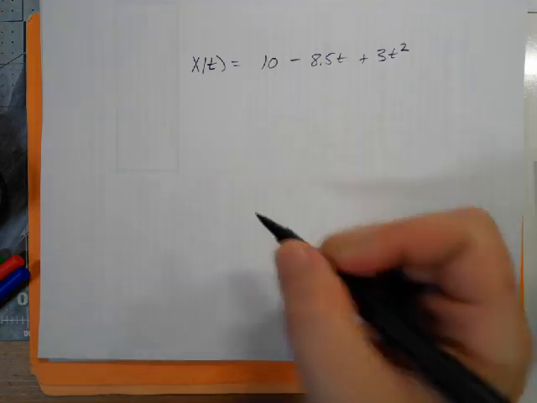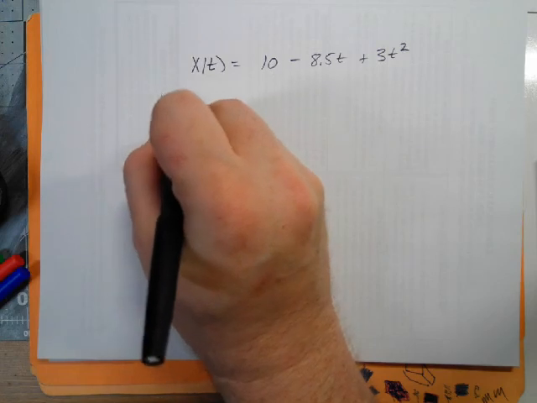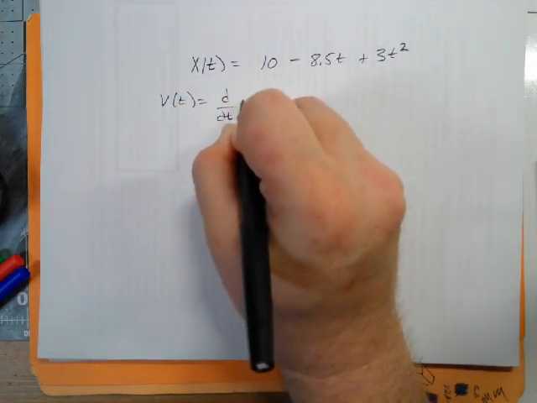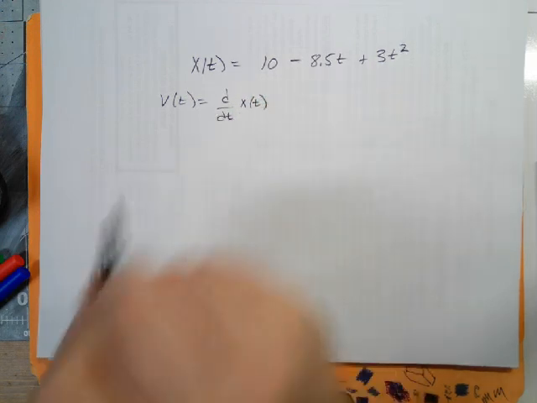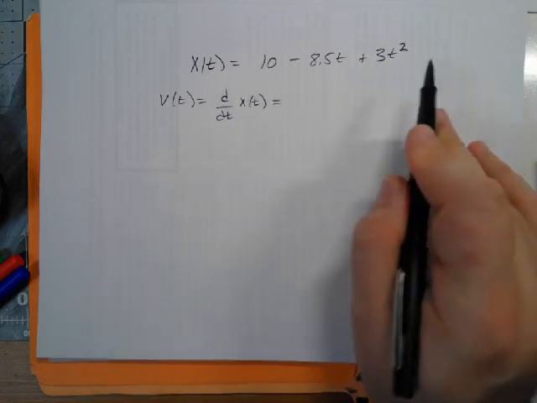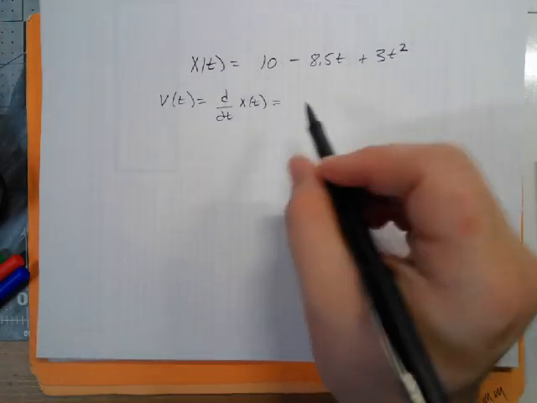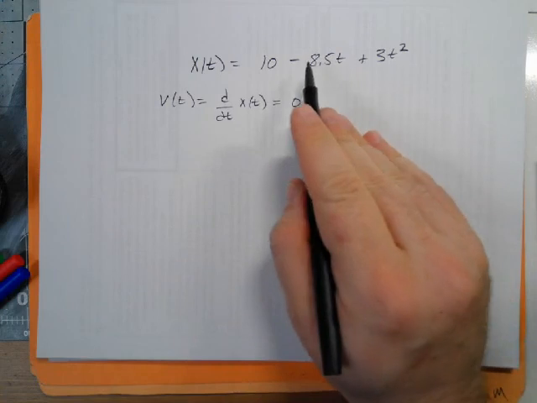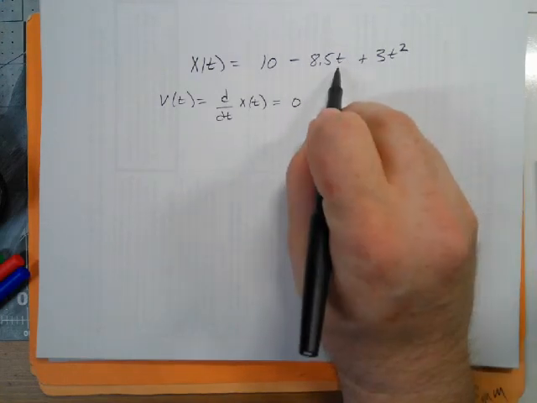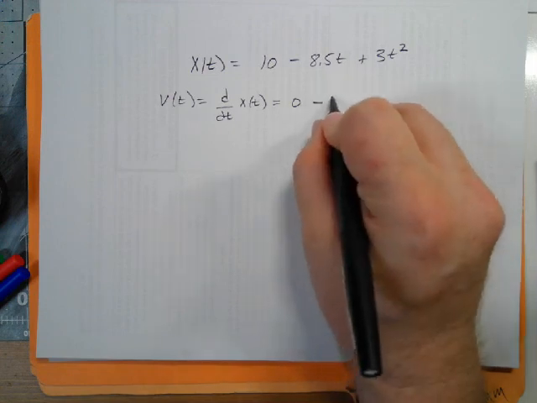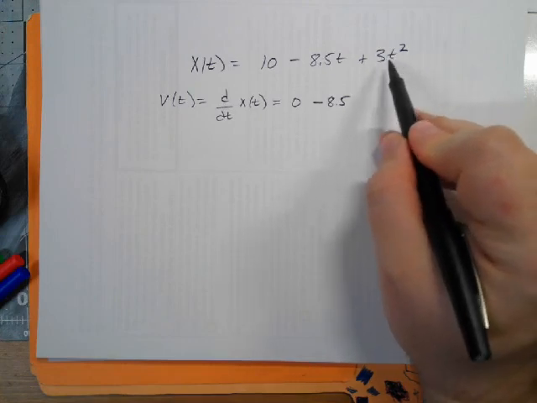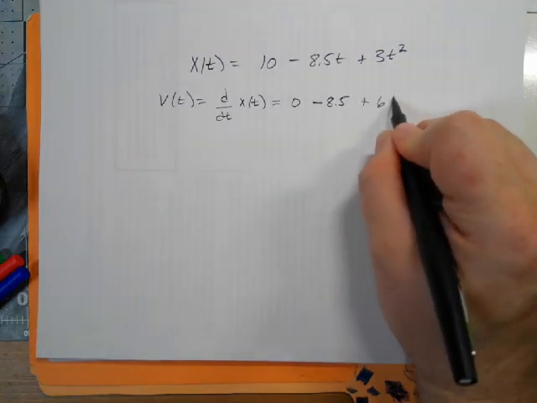And what we would do is say the velocity is the derivative with respect to time of the position. And we take a derivative of each term. So the derivative here of 10 is 0. The derivative of our velocity bit is, well, derivative of t is 1. So we have minus 8.5, just have the coefficient. And then the derivative here is 6t.